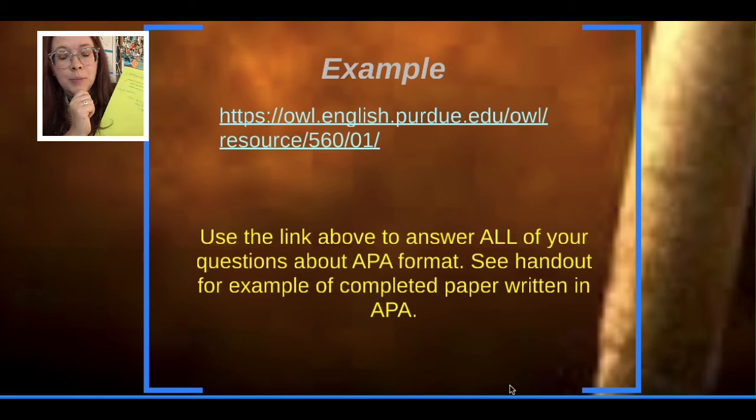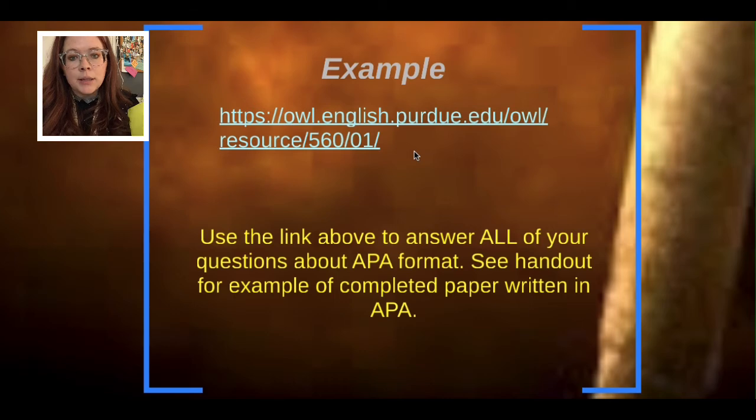So on your presentation that you can see here, there's a link to the OWL Purdue site, and it lists how to use APA format for anything: journal articles, websites, databases, anything like that. There's examples on there to help you. So I would say that is your main resource for helping you cite APA style. Don't go to an EasyBib or Easy Citation machine or something like that online, because for APA, it generally does not do it correctly. So just go to the OWL Purdue website, look for the example that you need, and go from there.